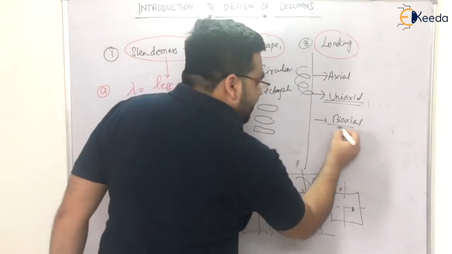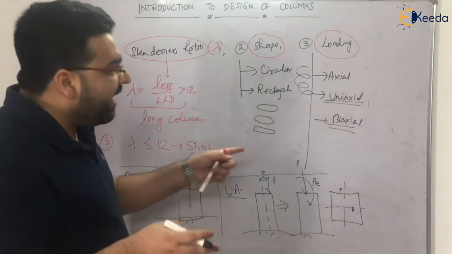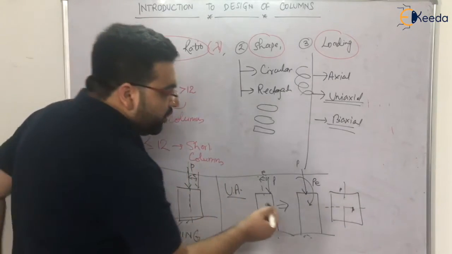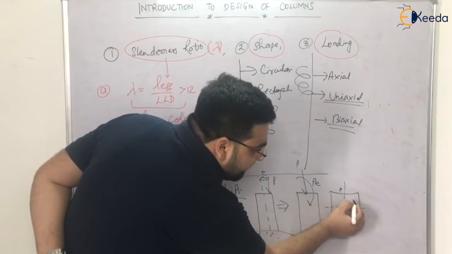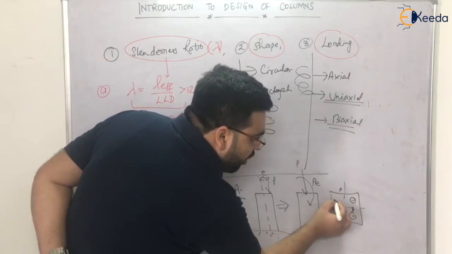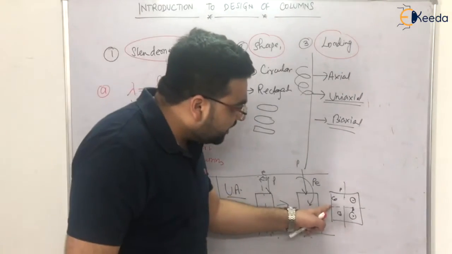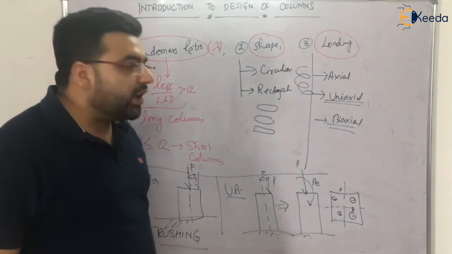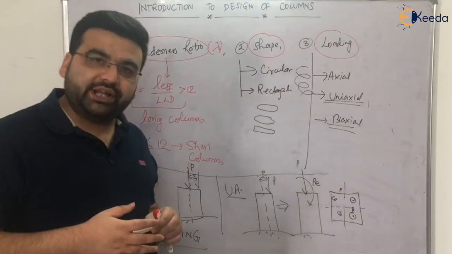What about the biaxial columns? They also will have some eccentricity, but they will have eccentricity both with respect to the x and y direction. So if a load is acting on a biaxial column, it will be acting somewhere here, or here, or here, somewhere here, so that with respect to both the x-axis and y-axis, it has certain eccentricity. So I hope that you have understood the types of columns that we will be studying.